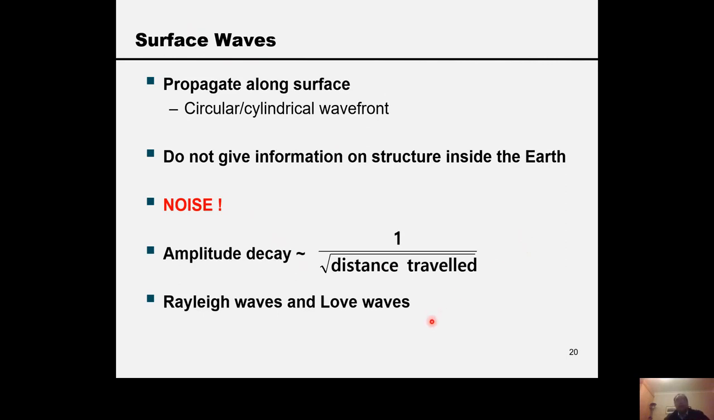We reviewed that the surface wave has 2 types. One is called the Rayleigh wave, one is called the Love wave. The first one is similar to the P wave. The second one has particle motion similar to the shear wave.